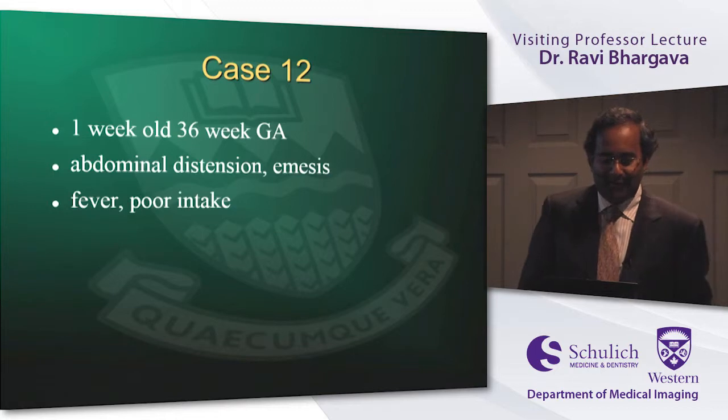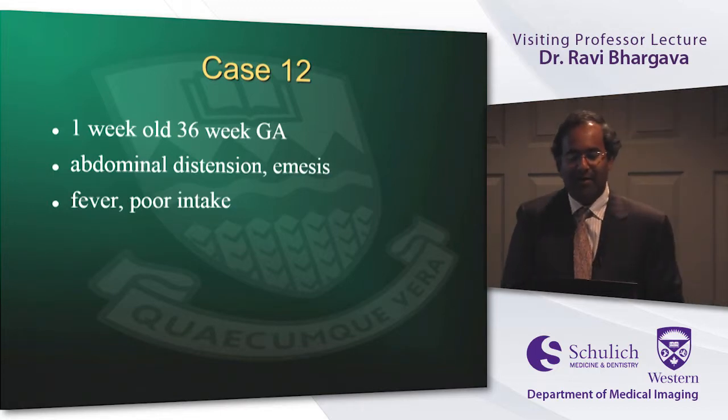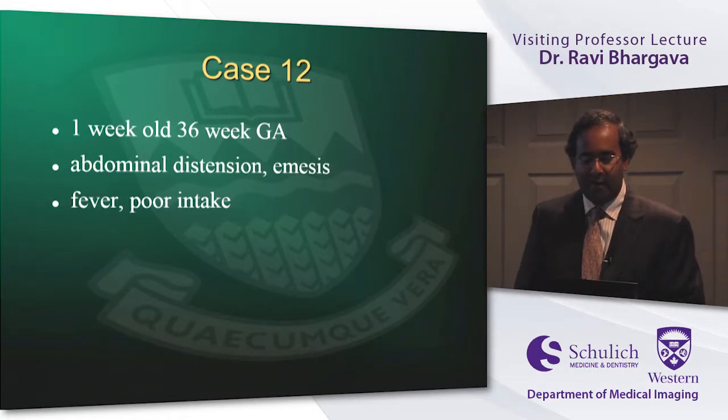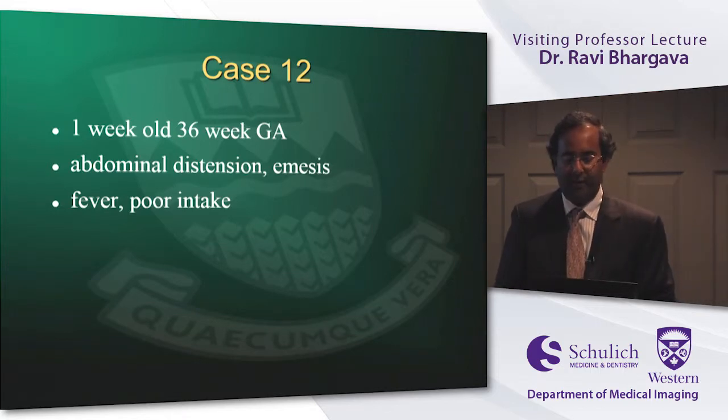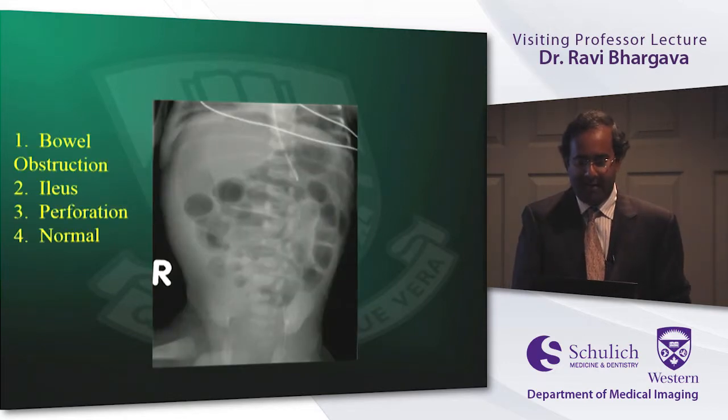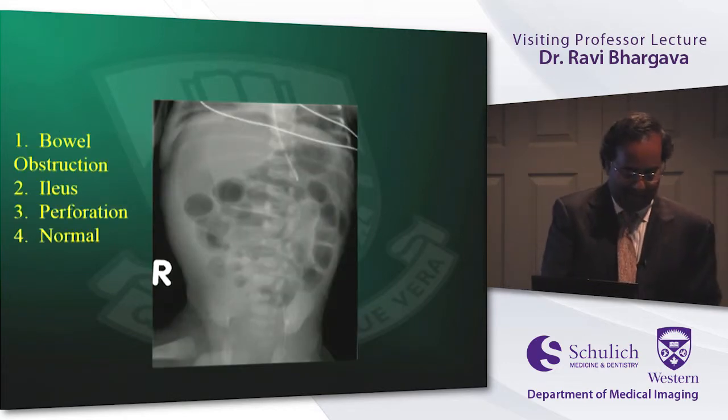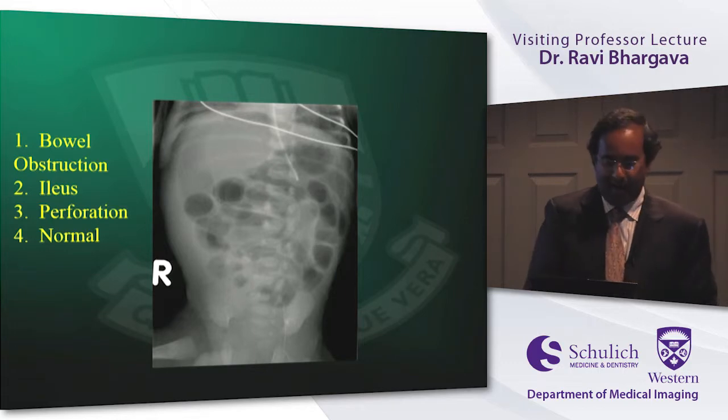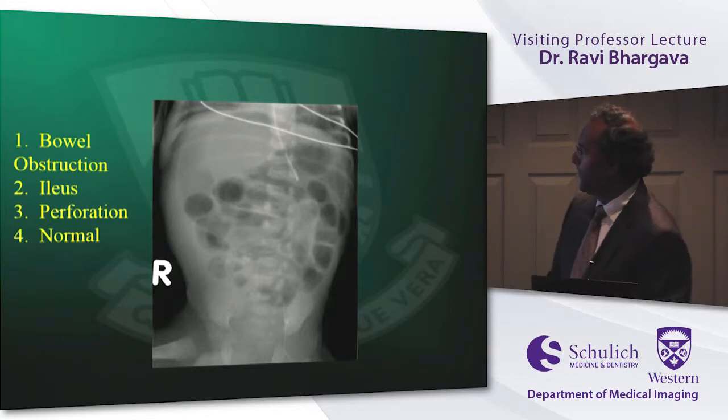Okay, so this next child is a 1-week-old who was a 36-week gestational age child who had abdominal distension and emesis and had a fever with poor oral intake. So this child, if you take a look at this one, do they have a bowel obstruction? Do they have an ileus? Do they have perforation, or is this normal?